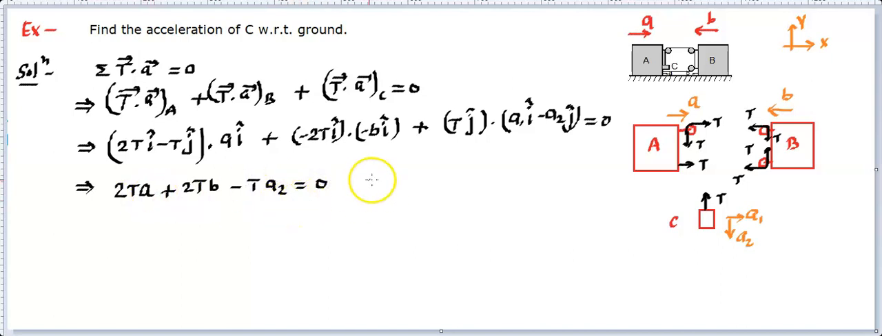You can take this T common and cancel it out, so that you will find this A2. I'm writing this directly, A2 is going to be equal to twice times A plus B. That means you can write twice A plus twice B. So that's A2. And A and B, they are the magnitudes. That means they are positive numbers. A2 came out to be positive. That means A2 direction is correct. Now from here you can calculate this A2.